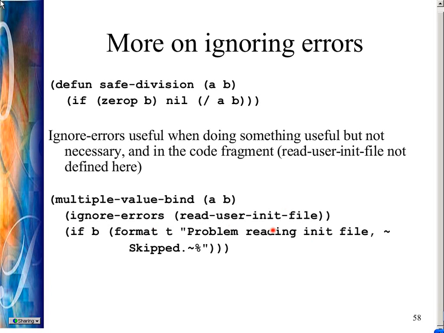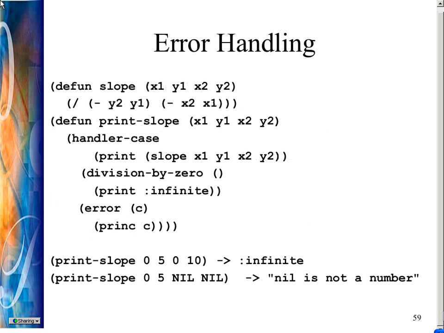Usually, all an init file does is set some parameters to the user's liking, and usually those can be done in different ways. You just don't want the whole application typically to end because you couldn't find the init file. That's the kind of thing you can safely wrap in ignore-errors. If read-user-init-file successfully reads the init file, it will return non-nil; returning nil will mean there was a problem, and you print out some message: I had a problem reading the init file, and so I skipped it. And that will tell the user what's going on.